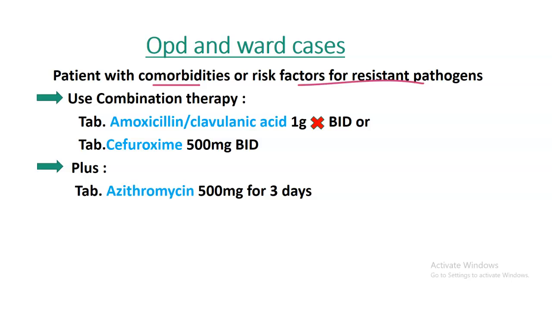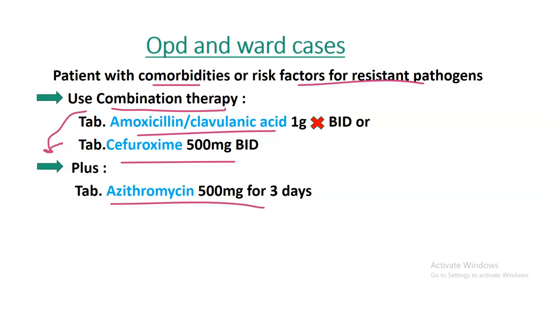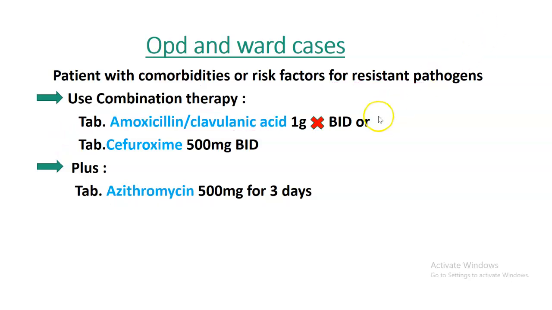You will use a combination therapy. In combination, you can either use amoxicillin and clavulanic acid 1 gram BID, or cefixime 5 mg BID with azithromycin 5 mg for 3 days. So you have to use a combination therapy if there are comorbidities and risk factors for resistant pathogens, and if there are no comorbidities and no risk factors for resistant pathogens, you can use a single agent.